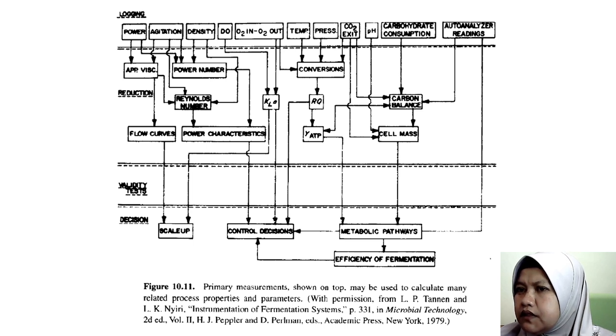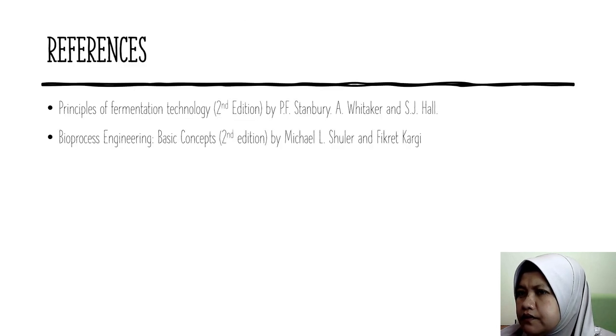So all of these will need to be controlled by using specific electronic parts, and they have a decision part as well where they have to scale up, and then they have a controller here, and this is where they record the metabolic pathway and also the efficiency of fermentation. So all of these primary measurements are used to calculate many related process parameters. So I think that's all.